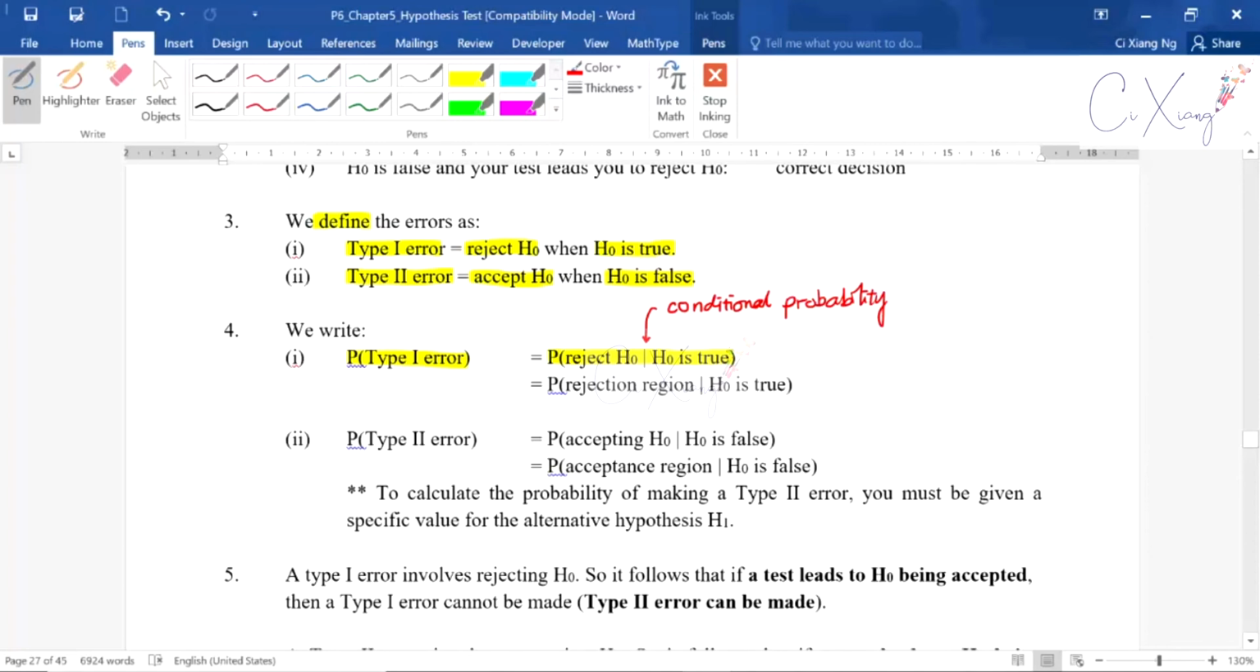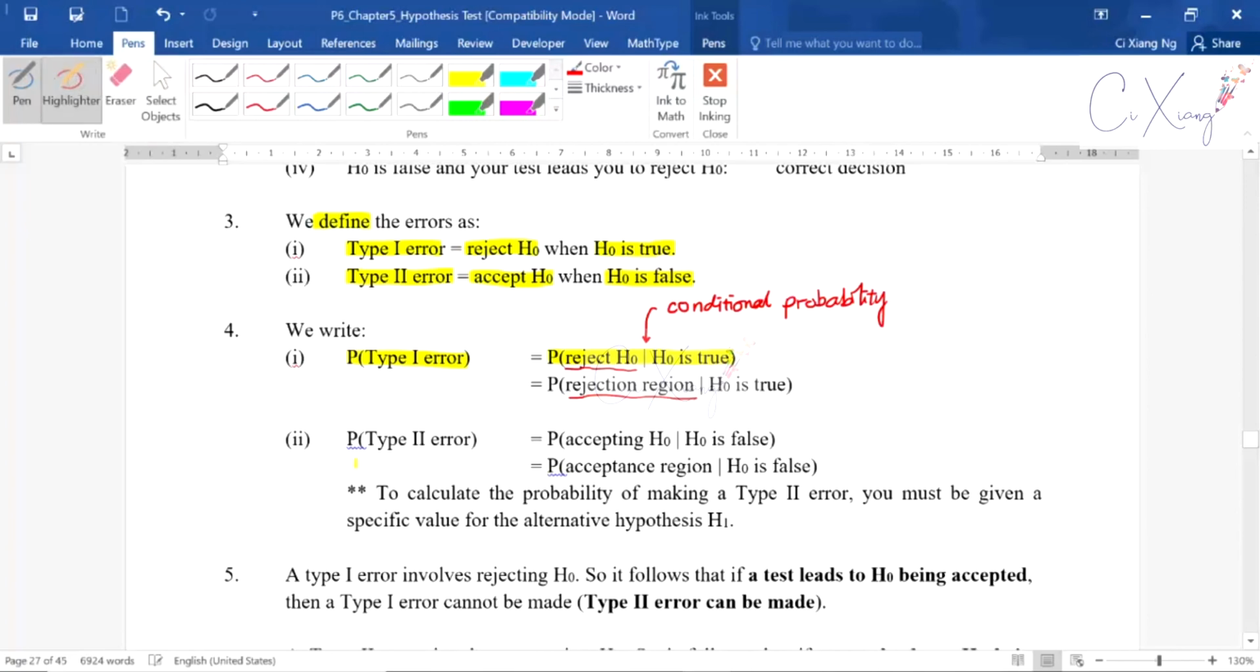Usually we write out the definition like this, the formula. When we are talking about rejecting the null hypothesis, in the calculation part you need to put in the rejection region. I will show you later how we do this.